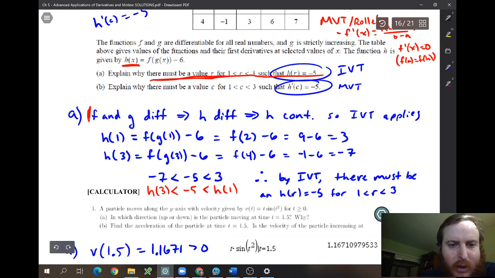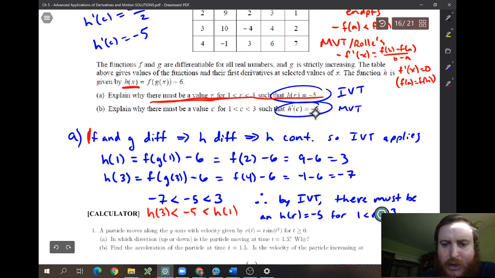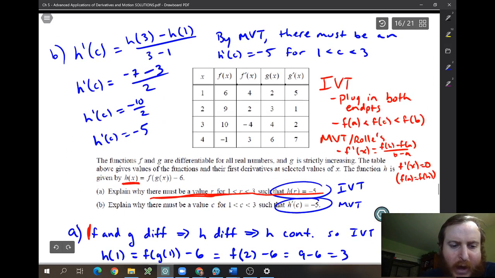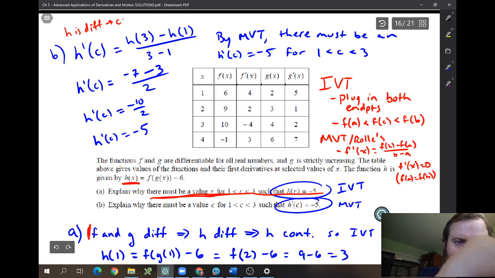For b, explain why there must be a value where h prime of c equals negative 5. Well, h prime of c, that's going to be MVT. It would have been Rolle's if it was h prime equal to 0. So on MVT, we're going to state that f of g is differentiable, which I didn't restate because we already had it, but you could have. You could have said h is differentiable, so it's continuous, so MVT applies. If you want to restate that just to be safe, you can.